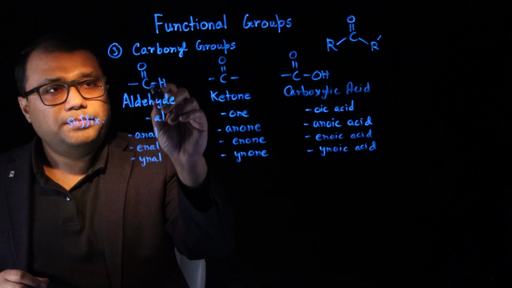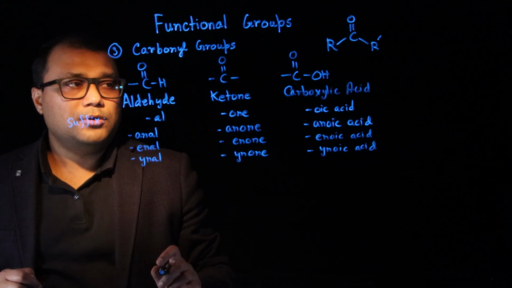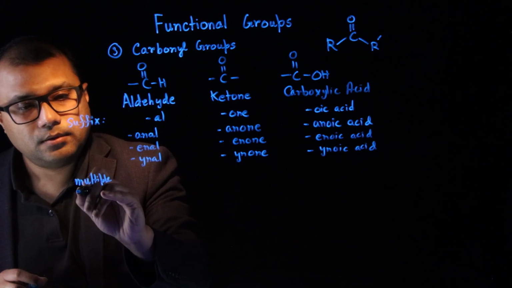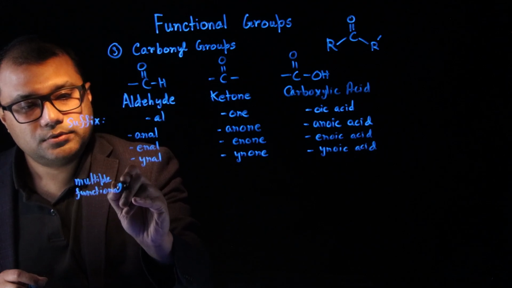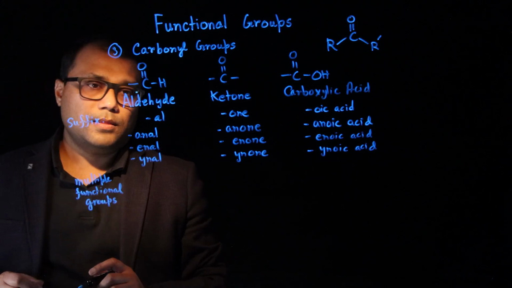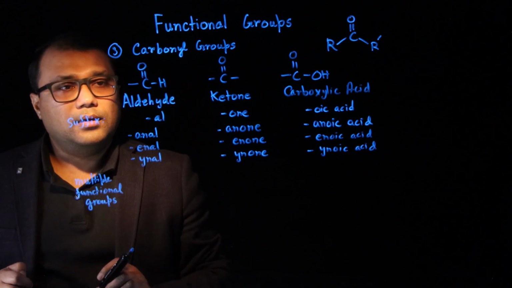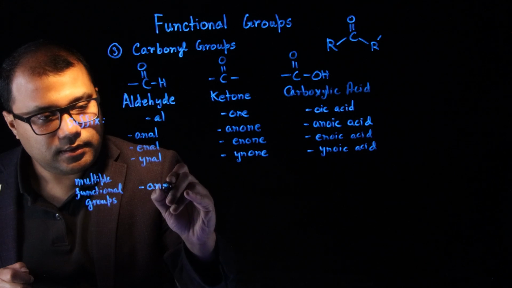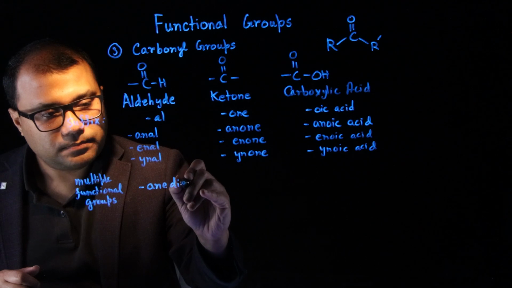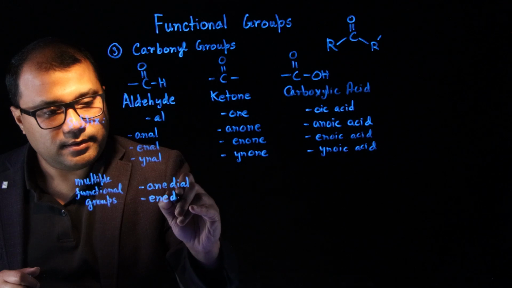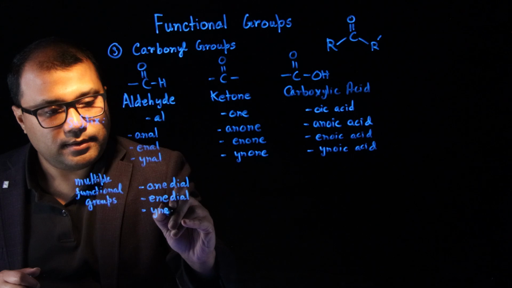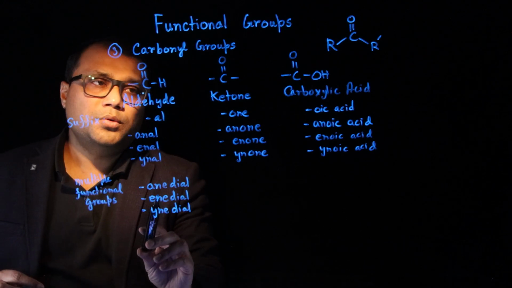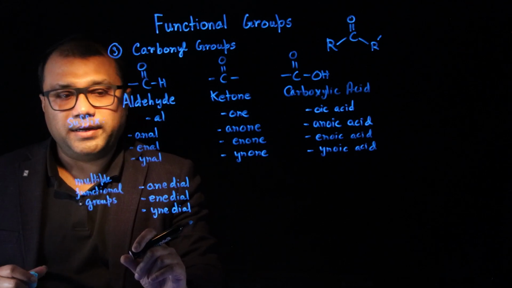Alright, now if we have multiple aldehyde groups, multiple ketone groups, and multiple carboxylic groups, so let's say multiple functional groups on the parent chain, so if we have two aldehyde groups, then how will that be named? It will end in A-N-E included, alkane dial, or E-N-E for alkene dial, or Y-N-E for alkyne dial. Okay? We cannot have more than two aldehyde groups on the same parent chain. Okay? Alright.